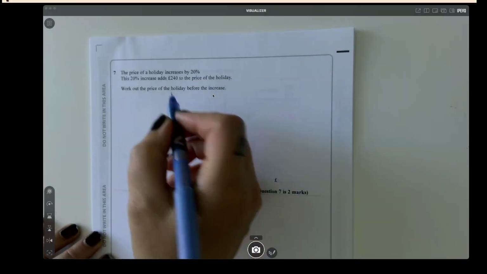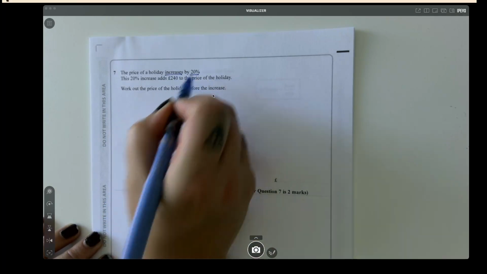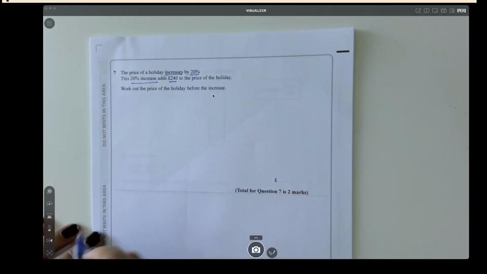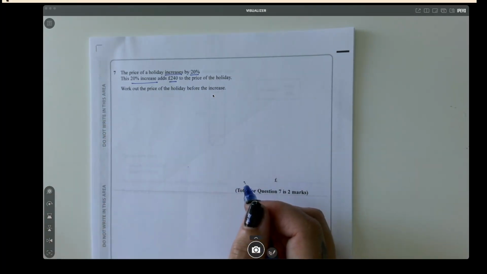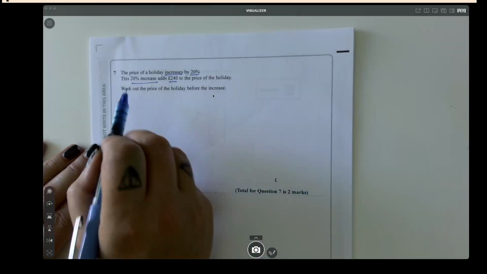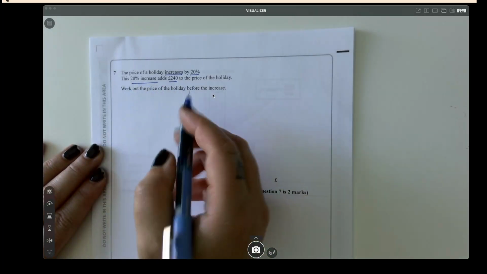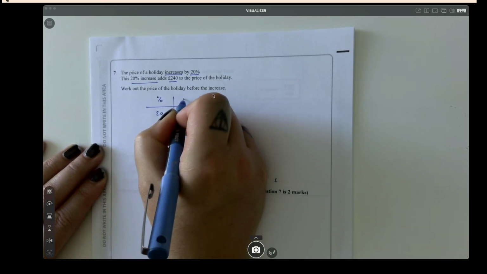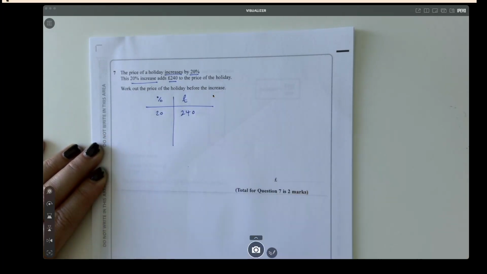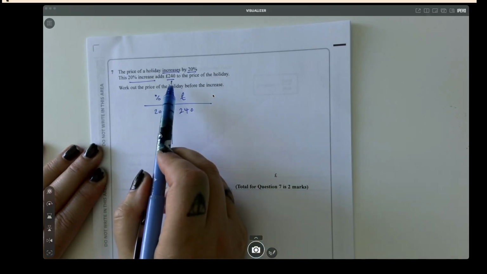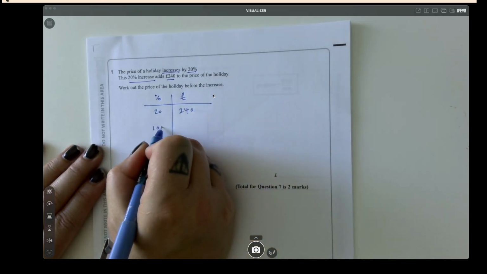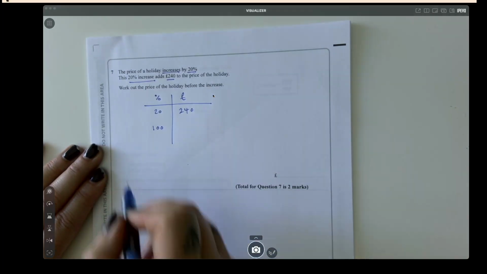Question 7. The price of a holiday increases by 20%. This 20% increase adds £240 to the price of the holiday. Work out the price of the holiday before the increase. So if that 20% adds £240, then that 20% must be equal to the £240. We're trying to find the original price before the increase, so we're wanting what the original 100% would be.